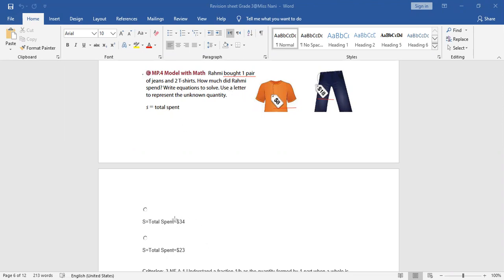So do you think it's 34 or 23? Let's see. So 1 pair of jeans is 18 plus 2 pairs of what? 2 multiply what? 2 multiply 8. You open bracket and write 2 multiply 8. What is the 8? 8 is the cost of the t-shirt. So it is 16. It's 18 plus 16.